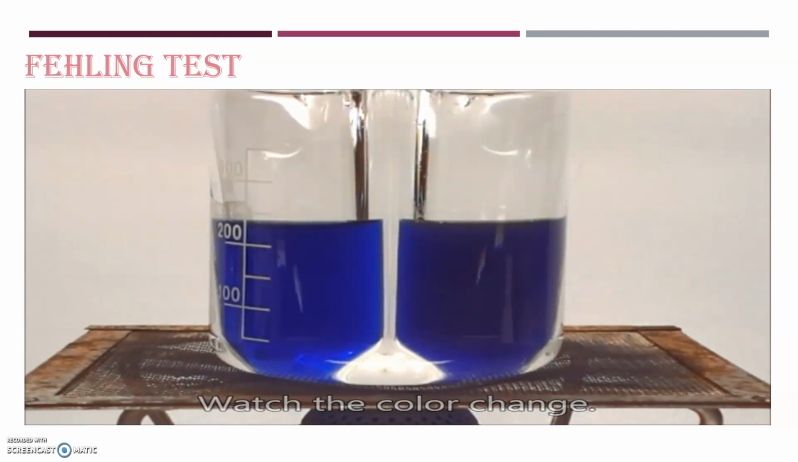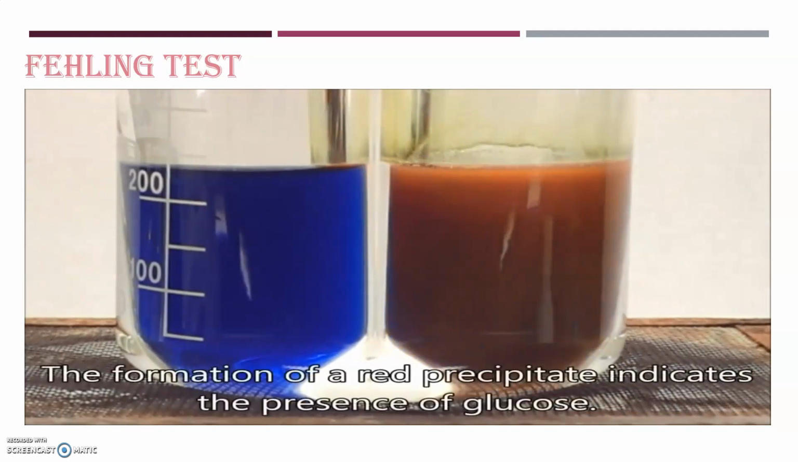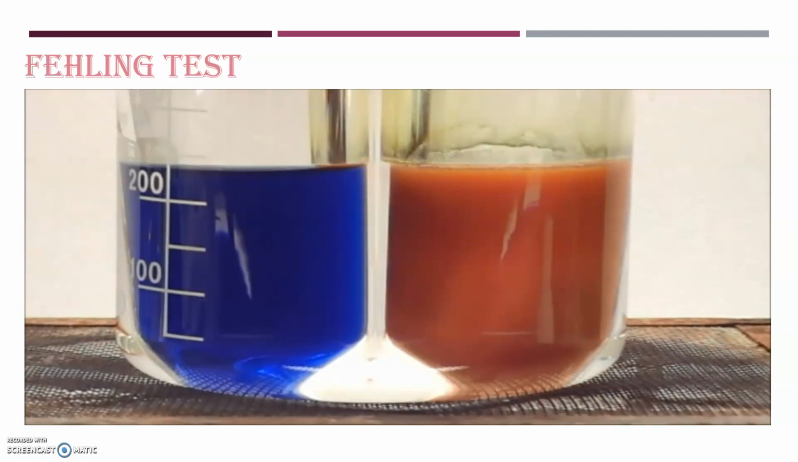As you can see, the color is starting to change in the tube on the right. Can you see the formation of the red color at the top, at the surface? Yes, there it is. It's changing from blue to brick red, which is the color of the copper oxide. The formation of a red precipitate indicates the presence of glucose, which contains an aldehyde. So in here you have an aldehyde.